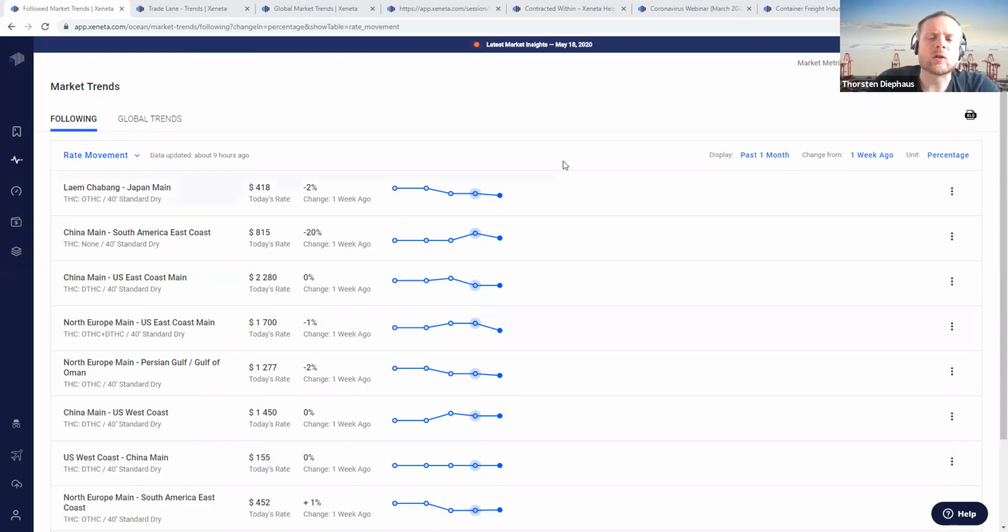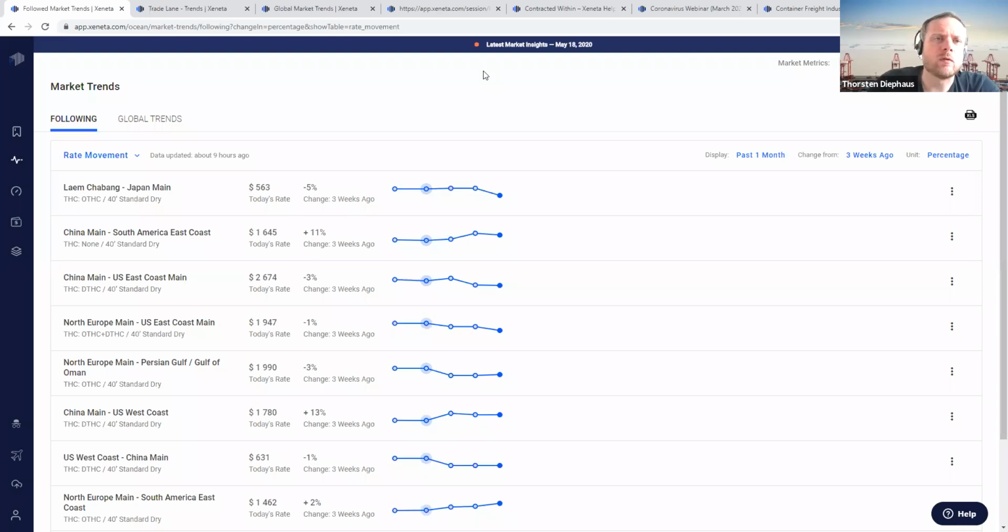But when we talk about the oil pricing and the short-term market, I would like to compare today's rate against 3 weeks ago, because this is the last week of April. And I do it again against the market average, not low. What you find over here is this trade remains the same, minus 5%. China main, South America East Coast is still up by 11% compared to end of April.